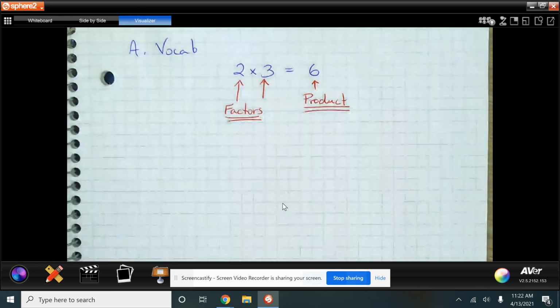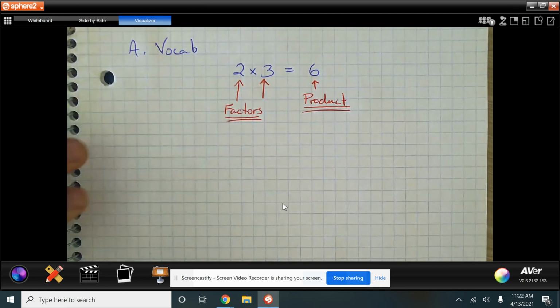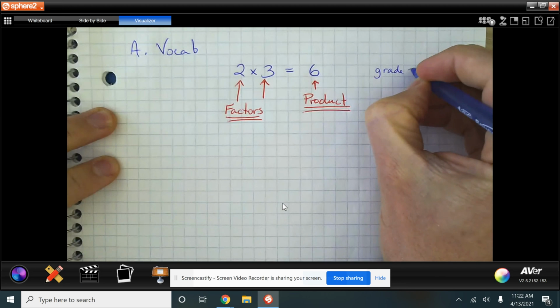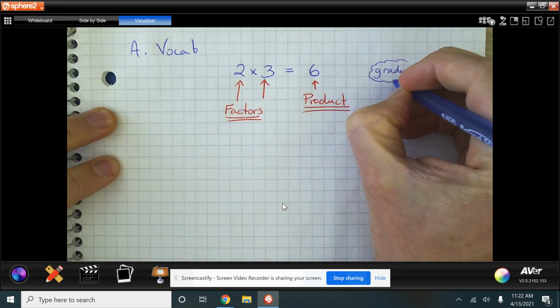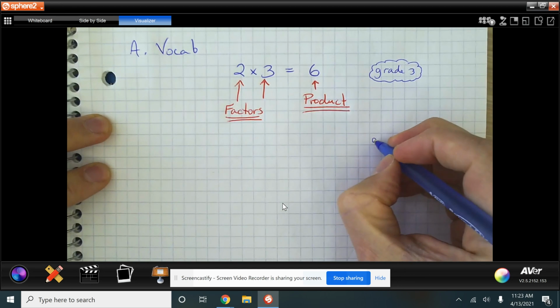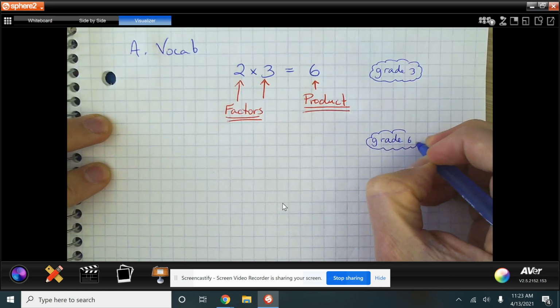So in this particular chapter, 7.5, what it's asking you to do is to factor a number or factor an expression. So this is what you learned in grade 3. You learned to multiply 2 times 3. They taught you multiplication. Then what they did in grade about 6 is they taught you how to factor.